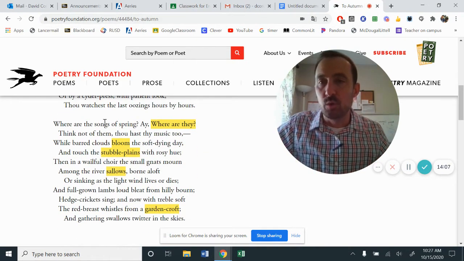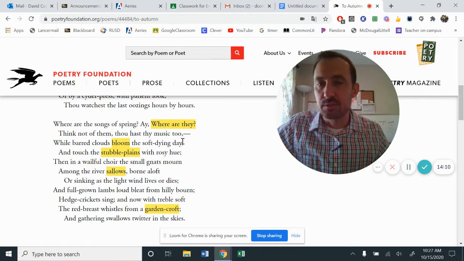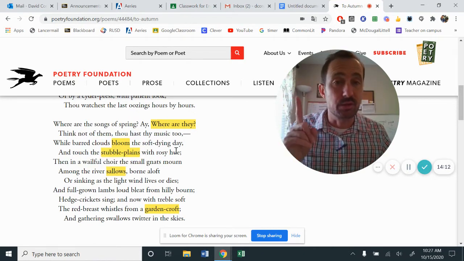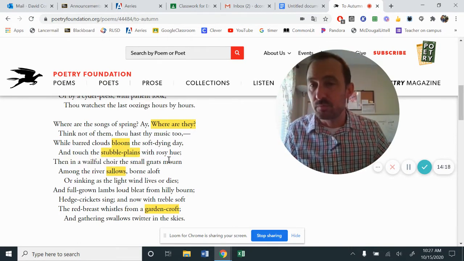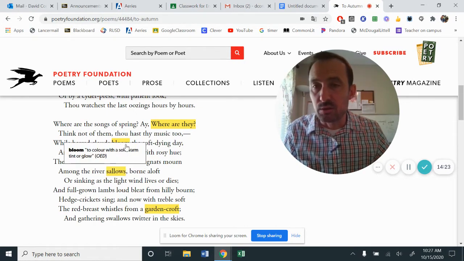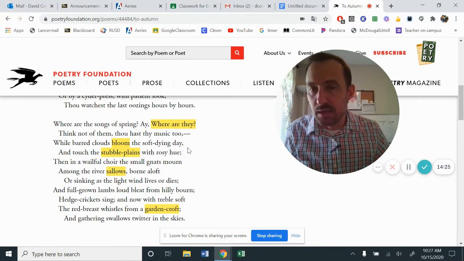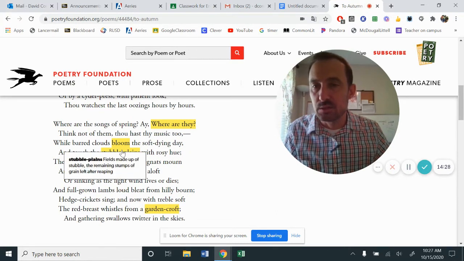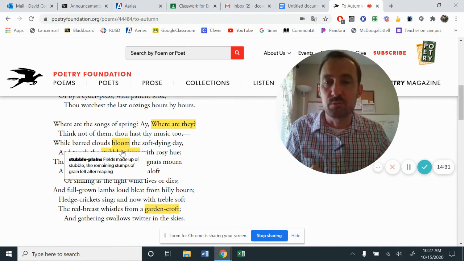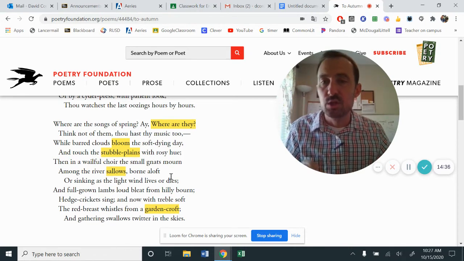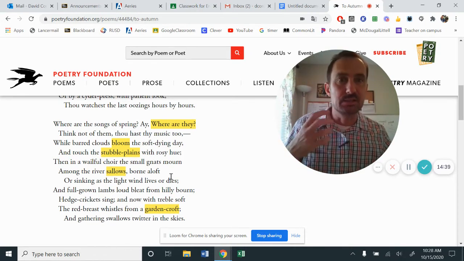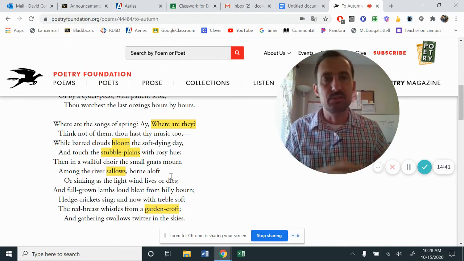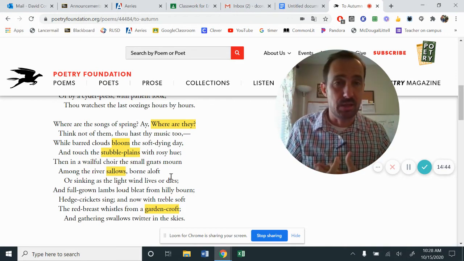Okay. So where are the songs of spring? Think not of them, thou hast thy music too. So here now I'm going to auditory. This is the imagery that's being used for sound. So what's the music that I hear? Barred clouds bloom the soft-dying day. The touch of stubble plains. Stubble plains means the fields made up of stubble, the remaining stumps of grains after they've been reaped. Okay. The river shallows. So you're getting to have a sense, a feel based upon your five senses, and therefore that's the imagery that's being projected.